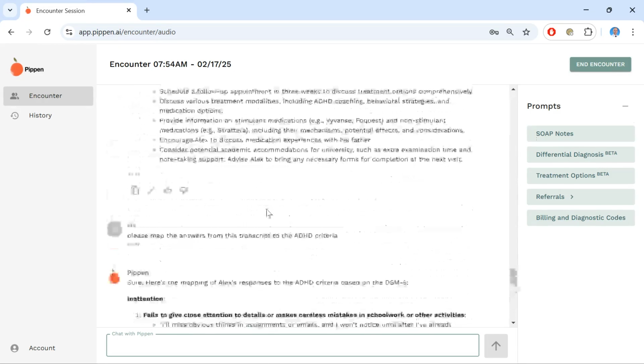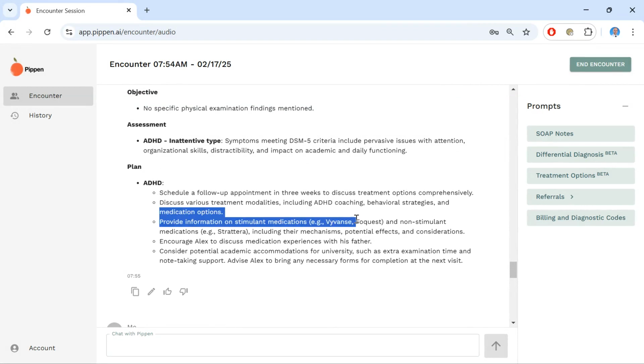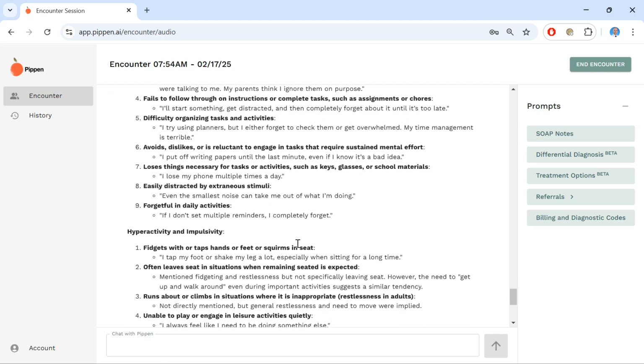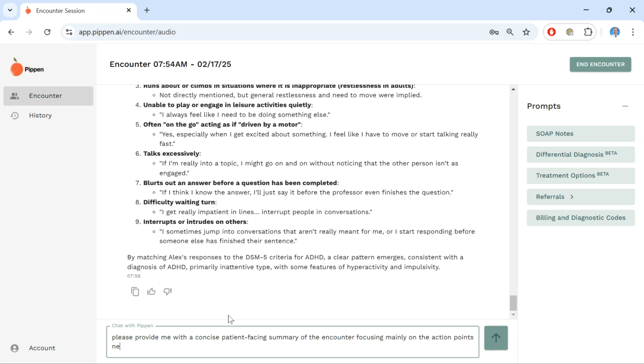Now, let's say I want to give Alex some take-home summary of our visit, right? Because we did talk about a bunch of stuff, right? I wanted him to review some medications. I wanted him to discuss options with his father. We talked about potential work accommodations. So let's say I want to give him a handout essentially. So please provide a concise patient-facing summary focusing mainly on the action points needed.